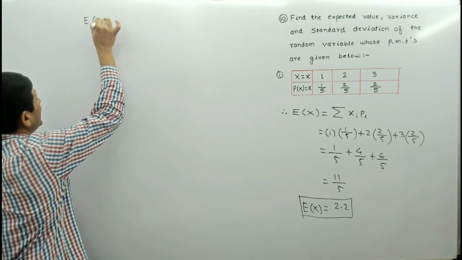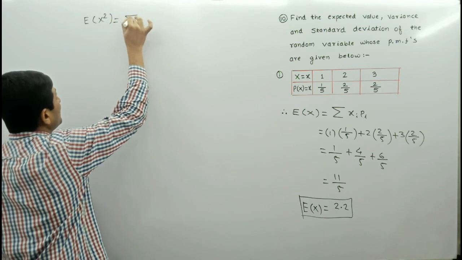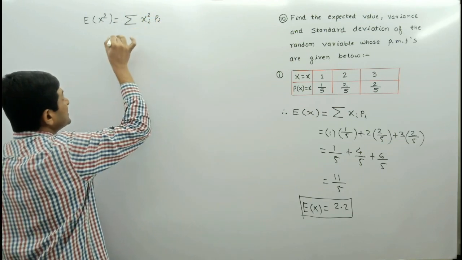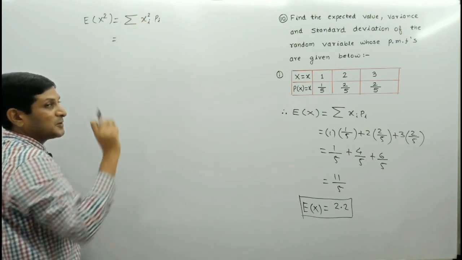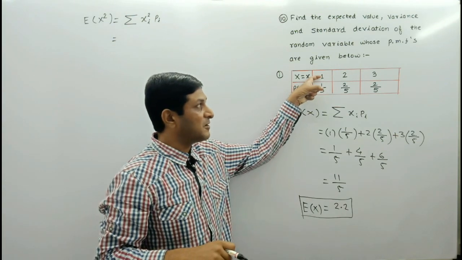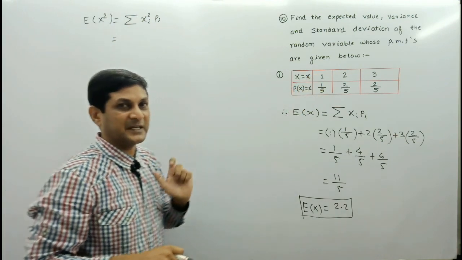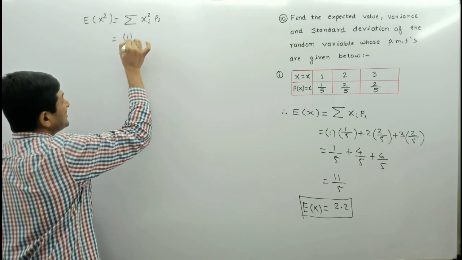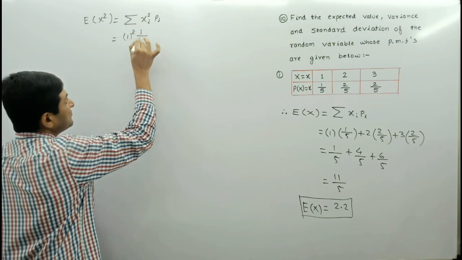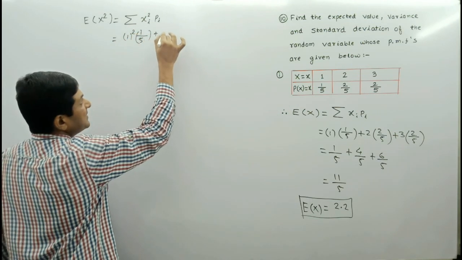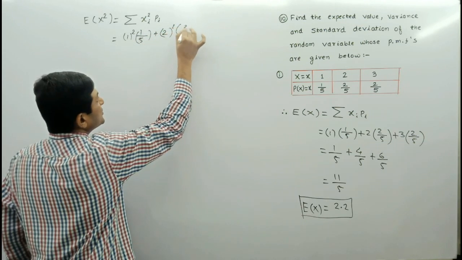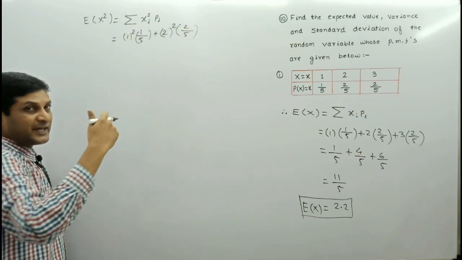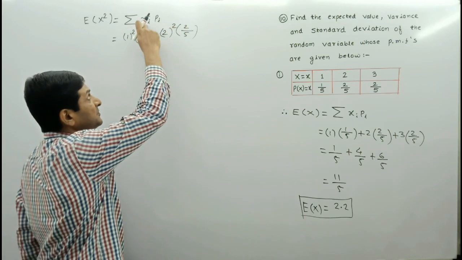First find E of x square. We already know the formula to find E of x square, that is summation xi square into pi. It is nothing but the sum of the product of the square of the value of the random variable and its probability. So here the first value of the random variable is 1, so write down 1 square into its probability 1 by 5, plus the second value of the random variable is 2, so 2 square into its probability 2 by 5, because here we are taking the square of xi.